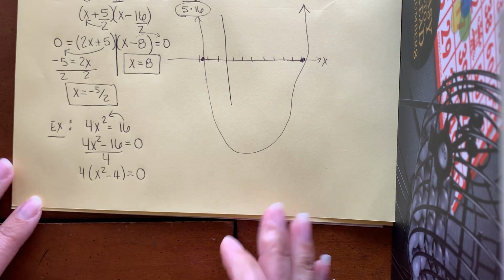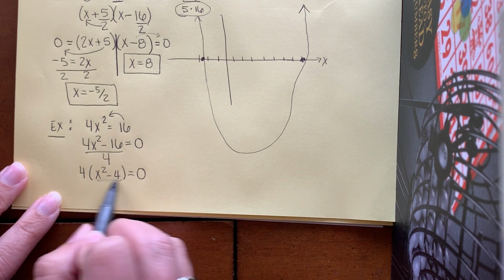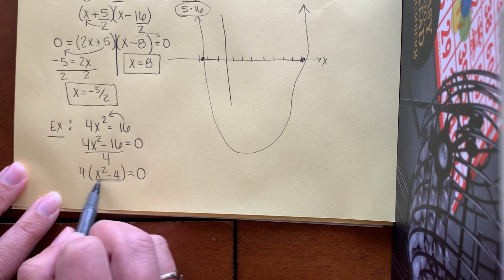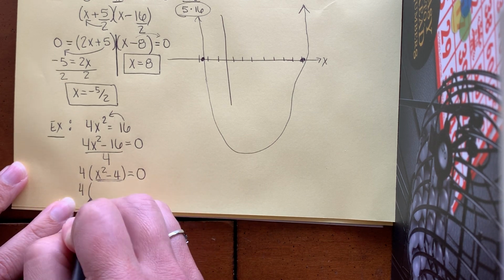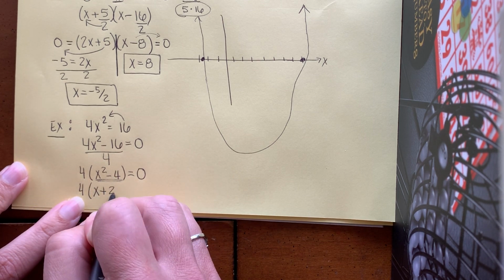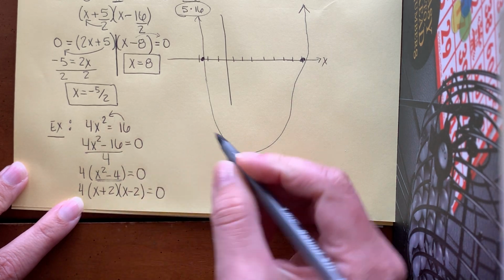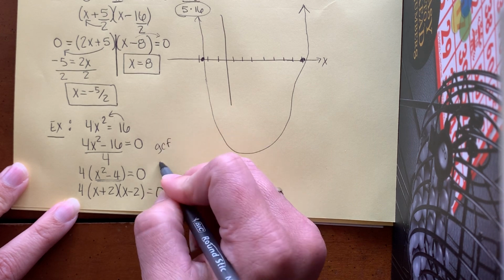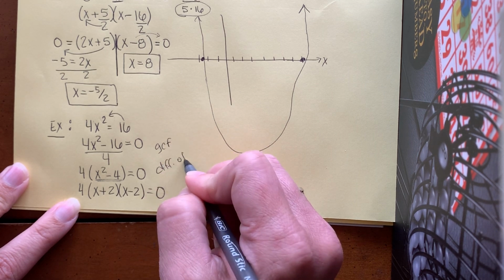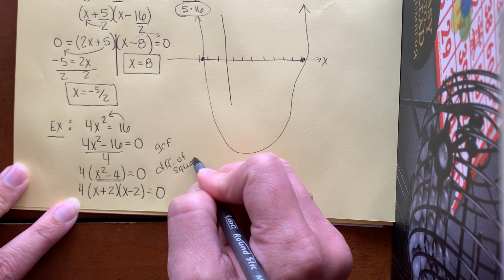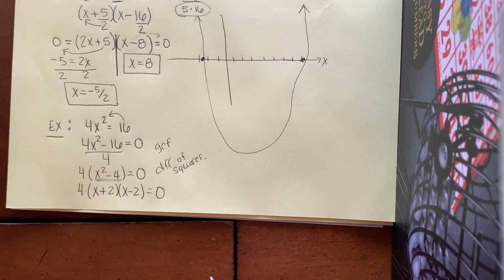And I can factor this again. This inside the parentheses is called, that's right, difference of squares. So keep your 4, and then you've got x plus 2, x minus 2. So we did GCF, and then we did difference of squares. So again, we are solving by factoring. And there's probably a different method I could have done here, but I want to solve by factoring today.